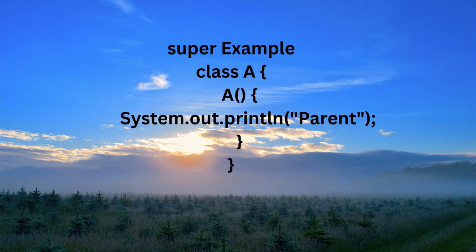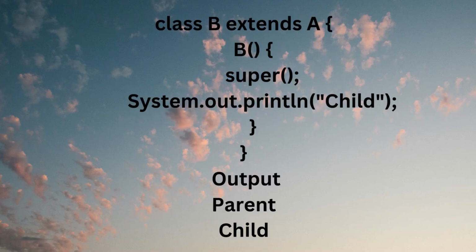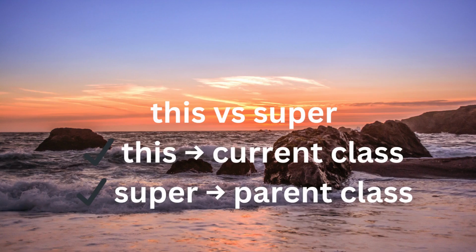In an example, class B extends class A. When we create an object of class B, the constructor of class A runs first and prints "parent", followed by the child constructor printing "child". This ensures that the parent class is properly initialized before the child class starts working.